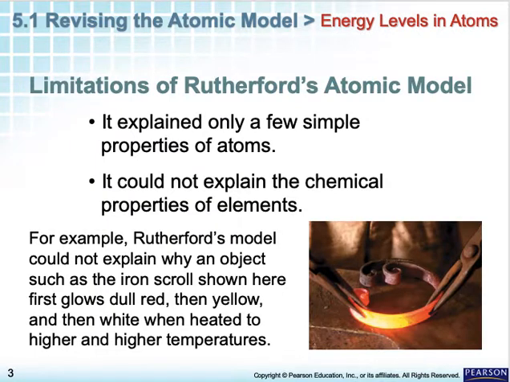Well, he had to expand on Rutherford's model because it didn't explain a few properties and a few ideas that were happening. So one instance is if you were to heat up iron very hot, it glows a red and then an orange color and then yellow. And this was not explained by Rutherford's model.